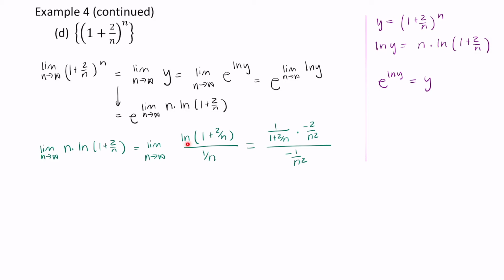The derivative of the natural logarithm is just 1 over the inner argument, and since the inner argument here is a function, we take the derivative of that due to the chain rule, and then the derivative of 1 over n is negative 1 over n squared. And I forgot my limit notation, so let me go ahead and fix that.